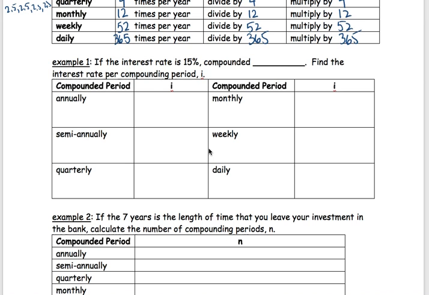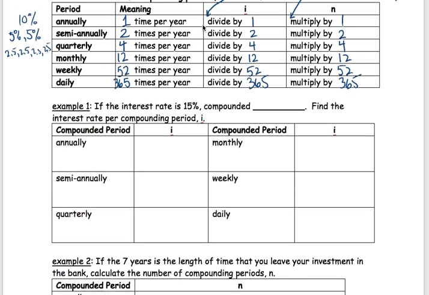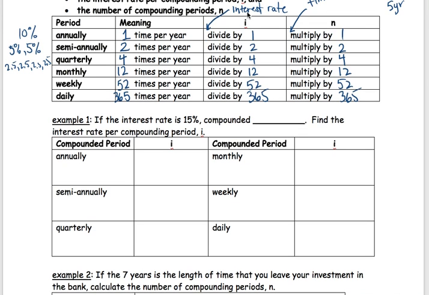Here's example 1. We are going to use the interest rate of 15% compounded blank. We're going to fill in these words here. So 15% compounded annually, 15% compounded semi-annually. Knowing that information, can you calculate I? Remember, for I you take the interest rate as a decimal and divide by whatever the period is. So 15%, I'm going to change that right now. Take it and divide by 100, and you get 0.15, okay? So that's what we're going to work with here.